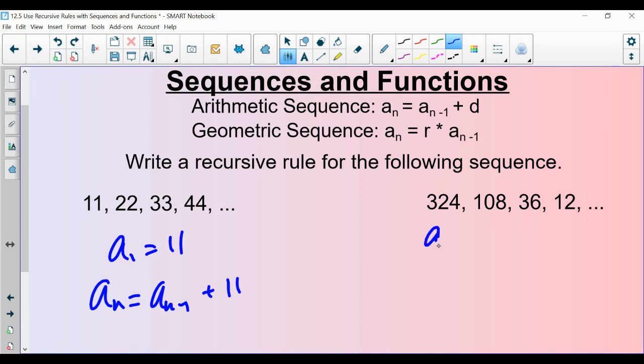And then this one would be a sub 1 is equal to 324, and a sub n looks like we're dividing by 3, which is the same as multiplying by a third. So the r value is 1/3, a sub n minus 1.